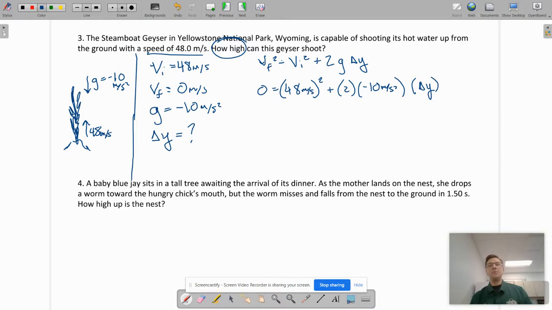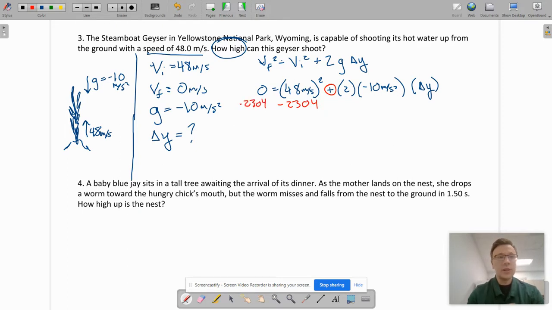Okay, so we want to go ahead and square the 48. 48 squared is 2,304. And then again, because we have an addition sign right here, we want to subtract that off there. So we're going to subtract 2,304 from each side.